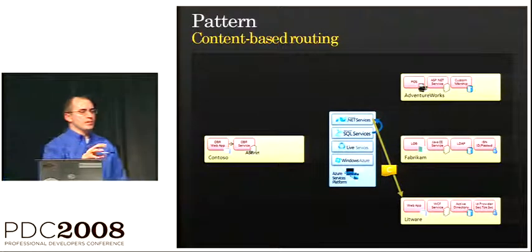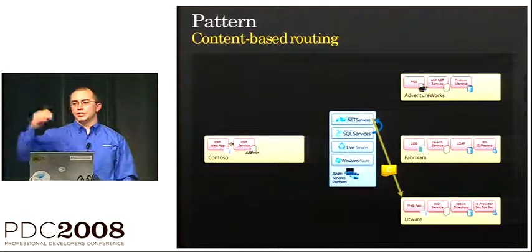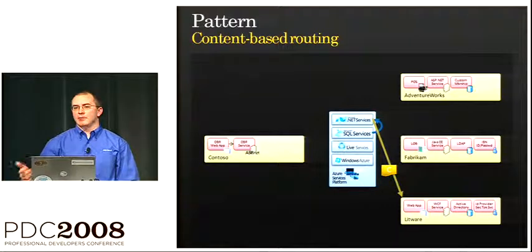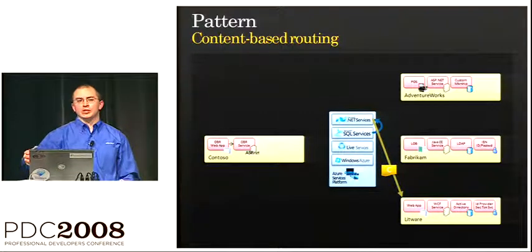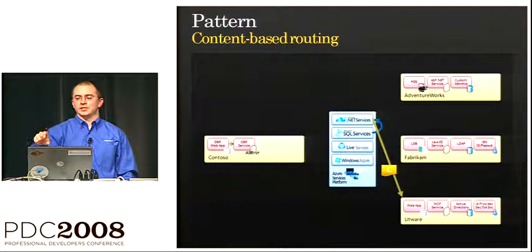This pattern allows each of our partners, in this case Fabricam or Litware and so forth, if they have a different structure to the message, if they're expecting different information back, the ability to request that particular type of message.